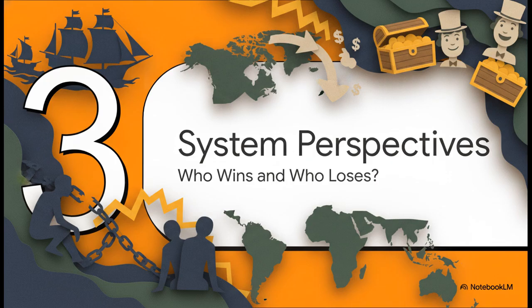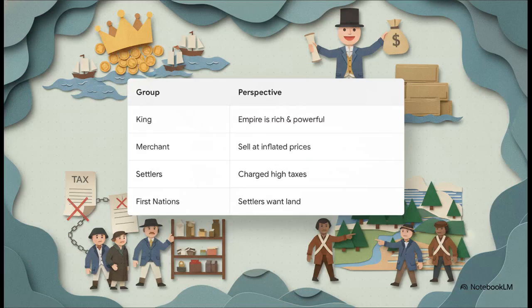All right, Section 3, perspectives on the system. Basically, who wins and who loses. This is where things get really interesting, because this era was defined by intense, dramatic tension. Over in London, the king and English merchants are celebrating immense power and massive profits from selling products at those inflated prices. But across the ocean, the reality is starkly different. Settlers are getting crushed by high taxes and trade restrictions. And crucially, First Nations bear the most severe consequences, facing relentless, aggressive demands from settlers who are expanding to capture more land and resources for the empire.